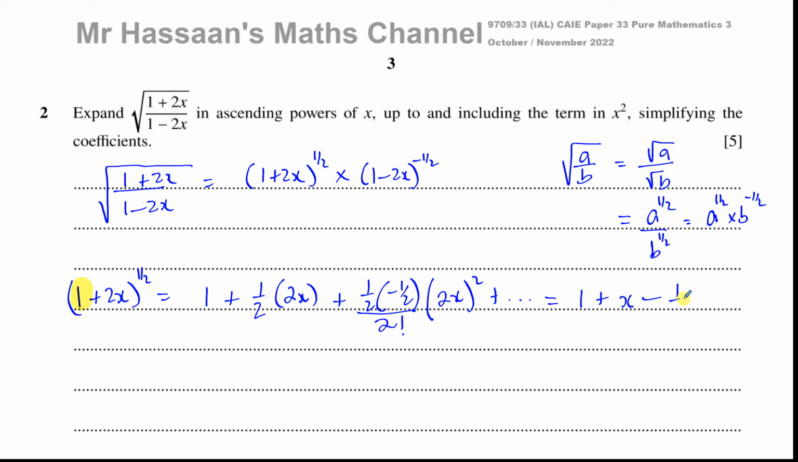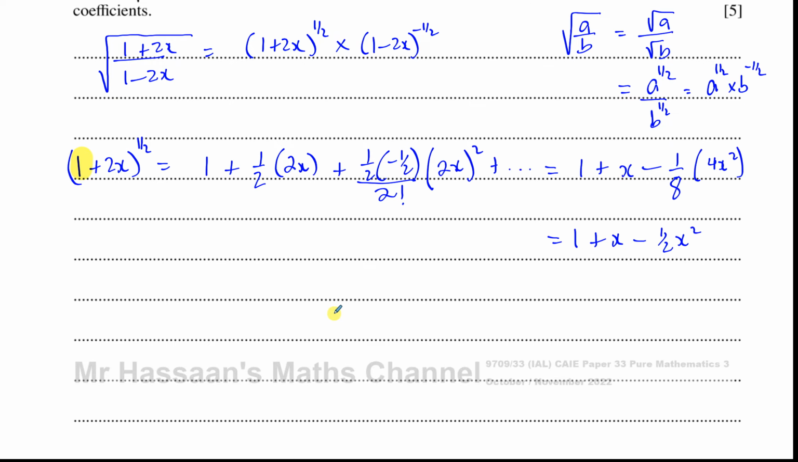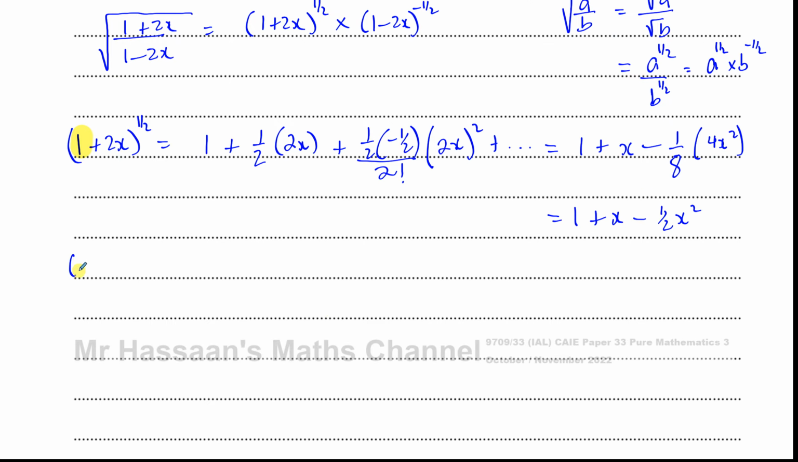That's going to be 1 over 8 times 4x squared, which will give us 1 plus x minus a half x squared. Okay, 2 squared is 4, and this is going to give you 8. So that's going to be our expansion of (1 plus 2x) to the power of a half. Now we've got to do the same thing for (1 minus 2x) to the power of negative a half.